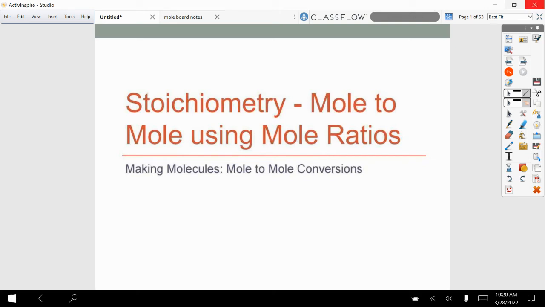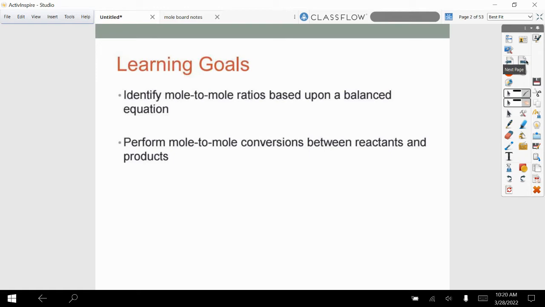Today we will look at stoichiometry, and stoichiometry is a big concept in chemistry where we use the mole and mole ratios to look at balanced equations and to relate the reactants and the products. So what we're going to be focusing on today is using those mole ratios to convert between reactants and products.